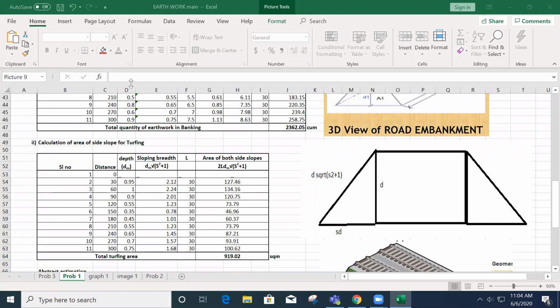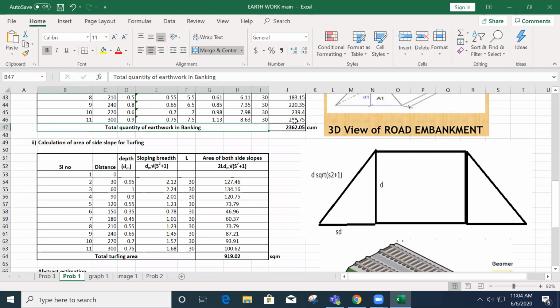Dear students, let us continue with the problem. In the previous video, I stopped at calculating the earthwork in banking. We have learned how to work out the quantity of earthwork in banking.